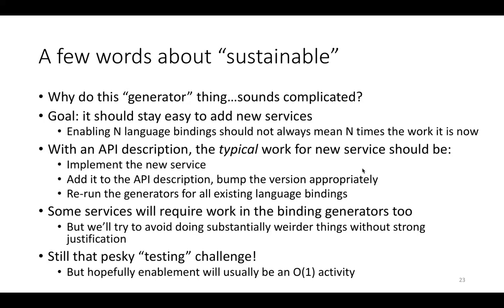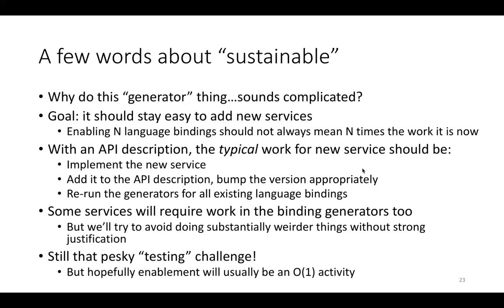Now, that won't always work, but the goal is that most of the time, if you're just adding another version of add, for example, that works the same way all the other ones do, the existing language bindings will just handle that. It's really just a matter of adding a little bit of data to the API description, and then a new API will get spit out. If you're doing substantially weirder things, then we may have to update the bindings, the generators, in order to handle that strangeness.